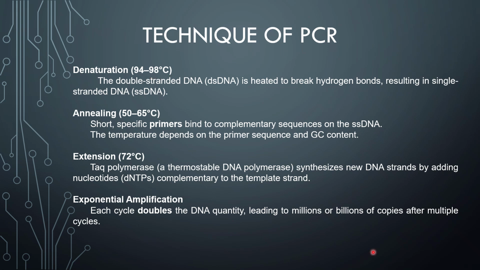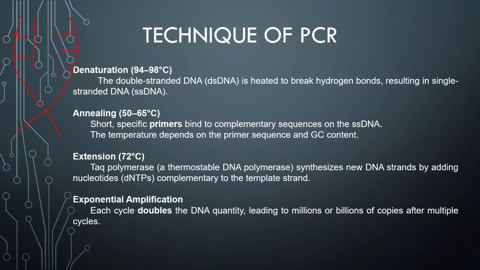Next, annealing. In annealing, short specific primers are added complementary to the single-stranded DNA sequence. SS means single-stranded DNA sequences. So now we'll have two different strands, like this, and the primers will be added here. The temperature depends on the primer sequence and GC content.